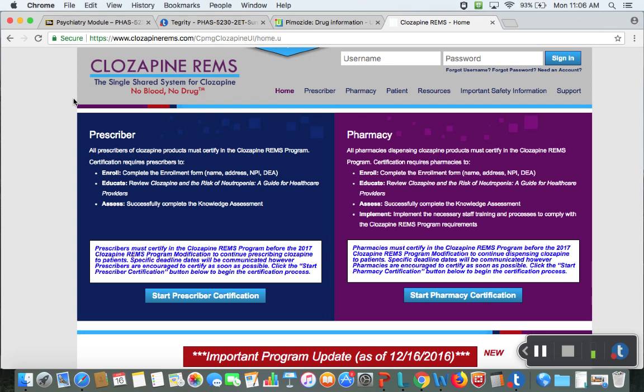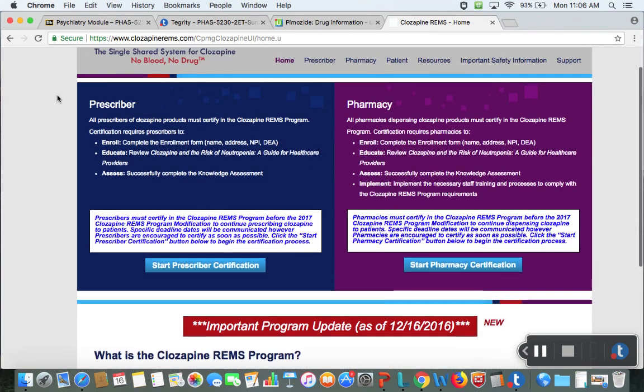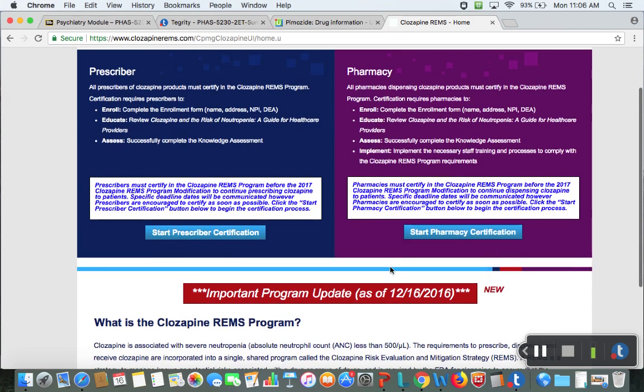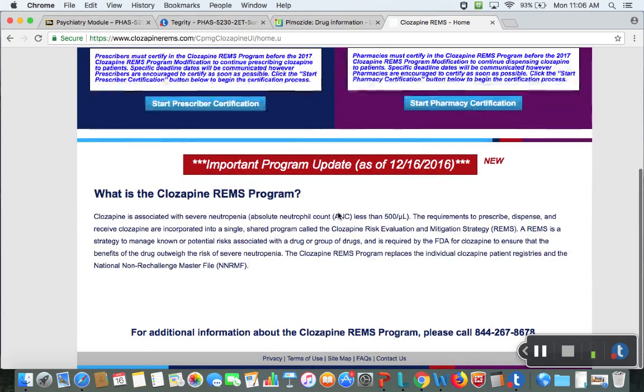Back in the day, before you were in PA school, there used to be 2 or 3 websites for this, and they luckily have streamlined it. They only have one, clozapinerems.com, to use, and you have to get these certifications. I had to, and it's probably changed now. I'm probably out of date, but I'll probably have to re-sign up if I go back to a psych pharmacy. So start pharmacy certification here, or start prescriber certification here.